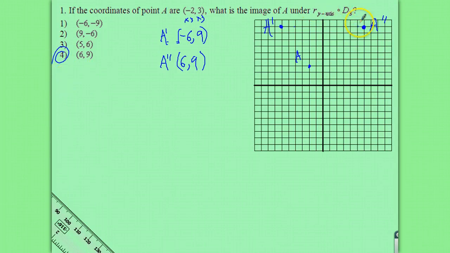So remember, when you have a composite transformation, whatever's right is first. You do the right thing first. Get it? Right thing first. Oh, I just came up with that. I'm so smart.